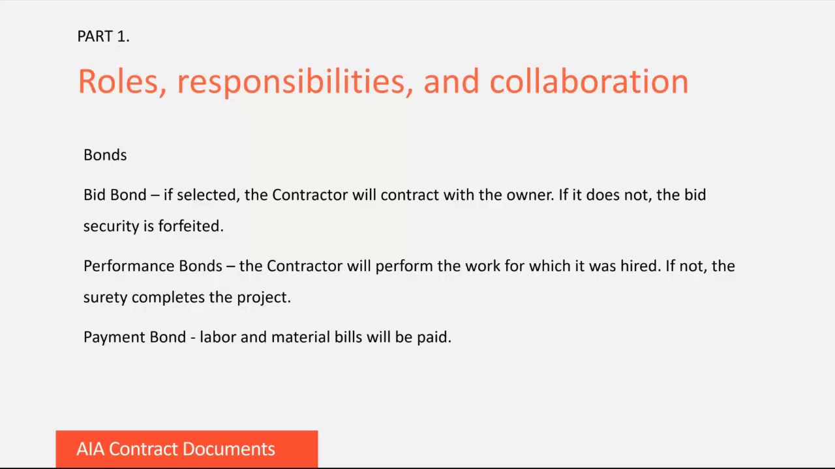And a payment bond is an assurance by the contractor and its surety that labor and material bills for the construction contract will be paid. I would note that modifications that materially alter the scope of the contract should be submitted for approval to the surety, just to ensure that they will not be released from obligations by such changes.